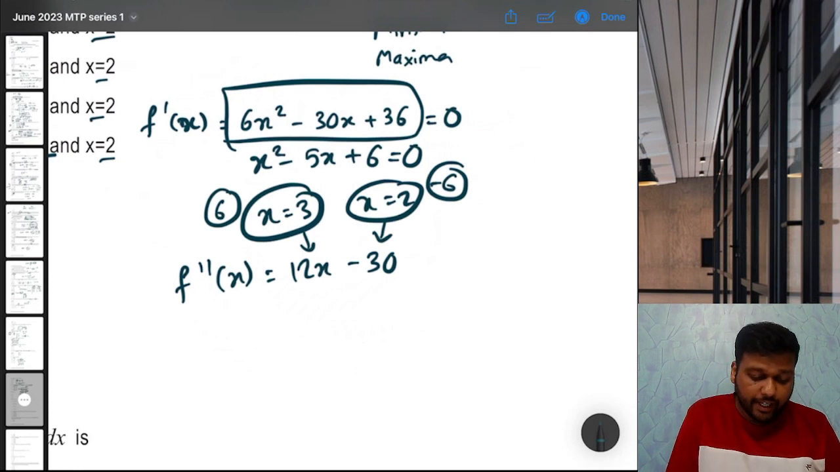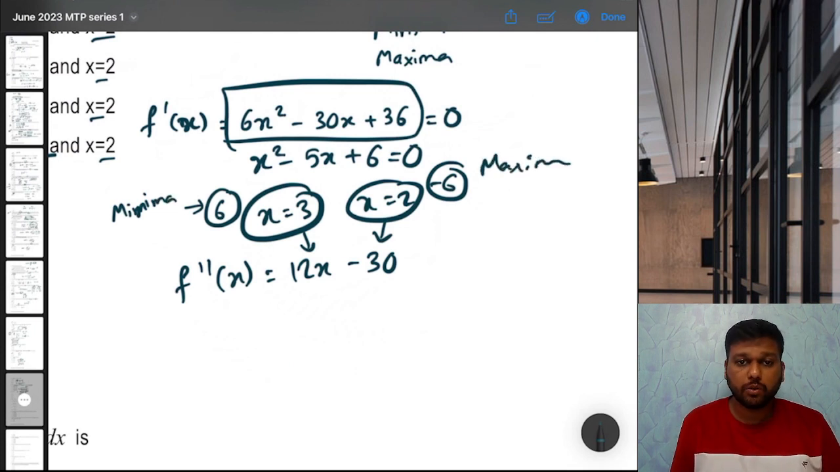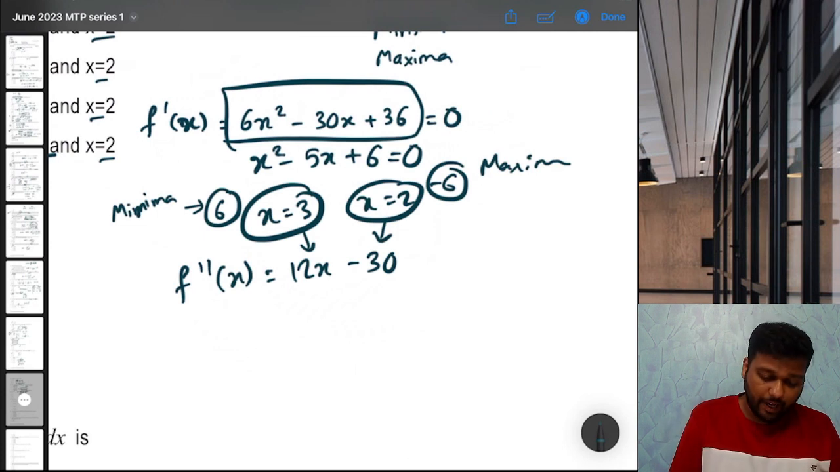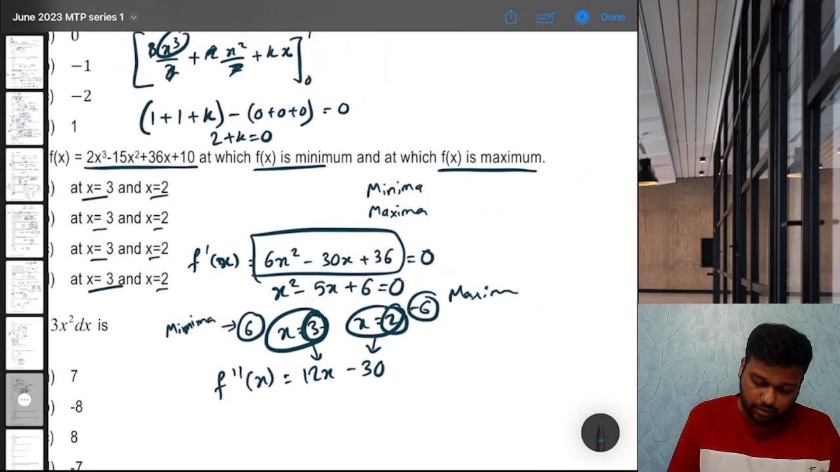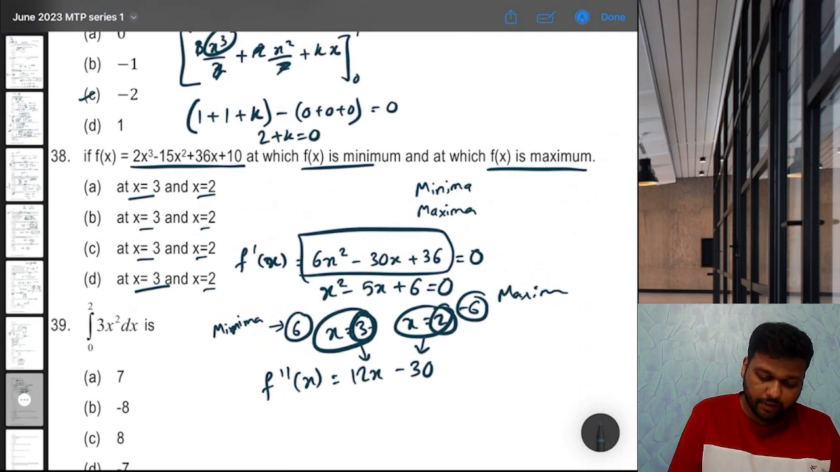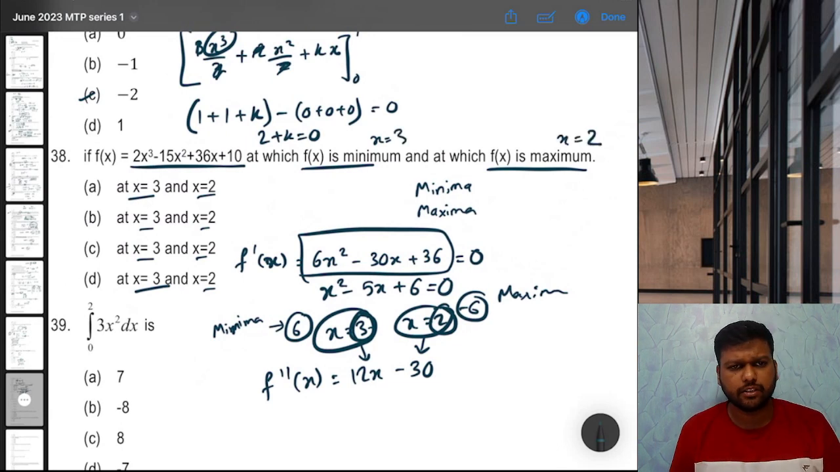Understand? If we are getting a positive answer, that means it is a minimum value. If we are getting a negative answer, that means it is a maximum. So f(x) is minimum when x is 3. f(x) is maximum when x is 2. So minimum is when x is equal to 3, maximum is when x is equal to 2, that is the answer. Okay, good question.